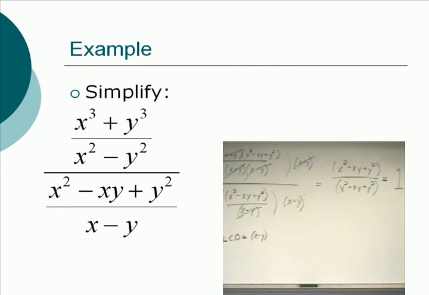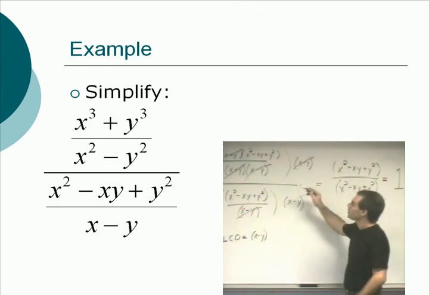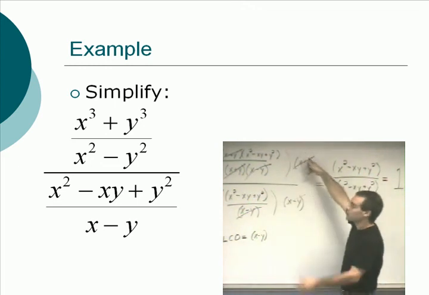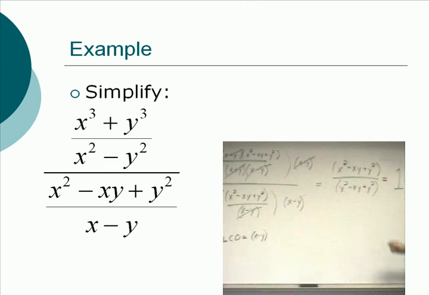So those are the two methods for simplifying compound fractions. You can either take the denominator and flip it and multiply, or you can multiply by the LCD. Usually the LCD method saves you some writing and work. Not always.